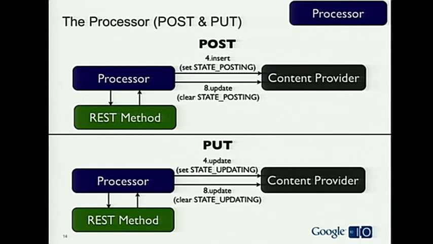REST method completes, let's say successfully in this case. We're going to update the row in the database with the help of the content provider. We're going to clear the state posting flag because that particular method is no longer pending. And also, we're going to clear the transacting flag so we know we're no longer transacting with the server. Put works very similarly. It's hardly worth going through this, but before the REST method executes, we're going to update this particular row in the database. We're going to set the updating flag, meaning we're in the process of updating this resource on the server, set the transaction flag, execute the REST method. Once it's done, update it again, and clear the two flags that we just set, if everything goes right.